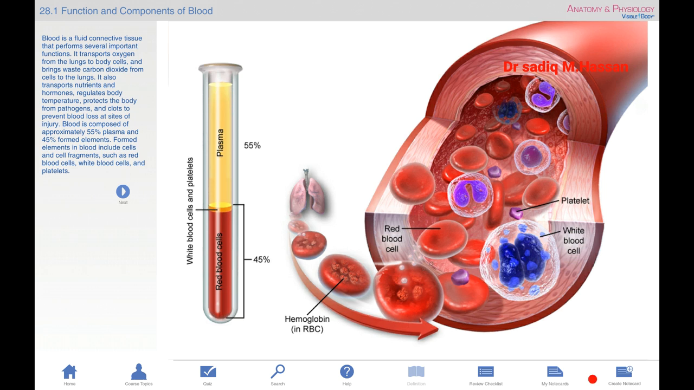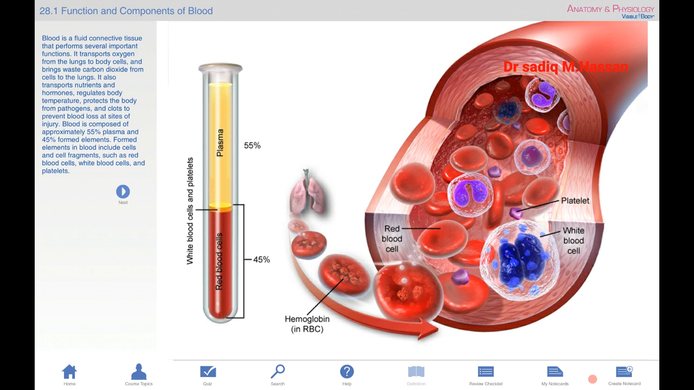What are the blood components? As you see here, red blood cells make up almost 44%. Less than 1% is white blood cells and platelets, but almost 45% are formed elements, as we said. So the remaining is plasma. Why is this proportion very important?